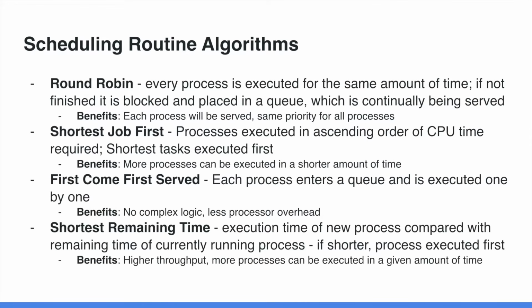Now, the algorithms that make this possible are the following. The first is the round-robin algorithm. This means that every single process is given a certain amount of time to be executed, and if it's not finished, it's blocked and placed on a queue. So for example, a given process, opening a window, might be given a certain amount of time to execute.